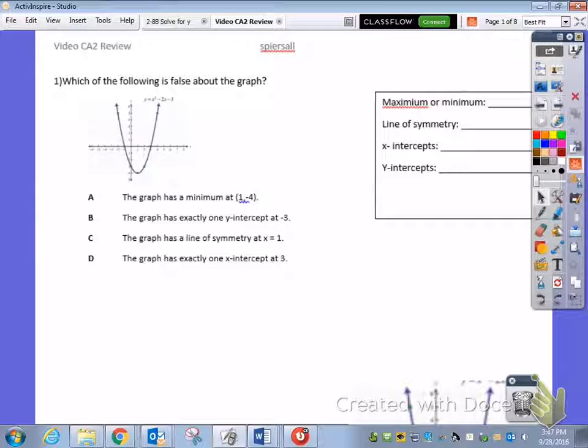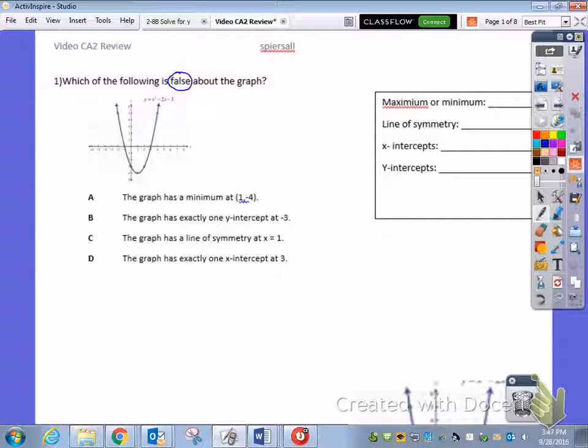Okay, so the first question is, which of the following is false about the graph? Now, if it's true or false, the very first thing I do is answer all of the questions about the graph, go through and look, and mark T or F by each one.